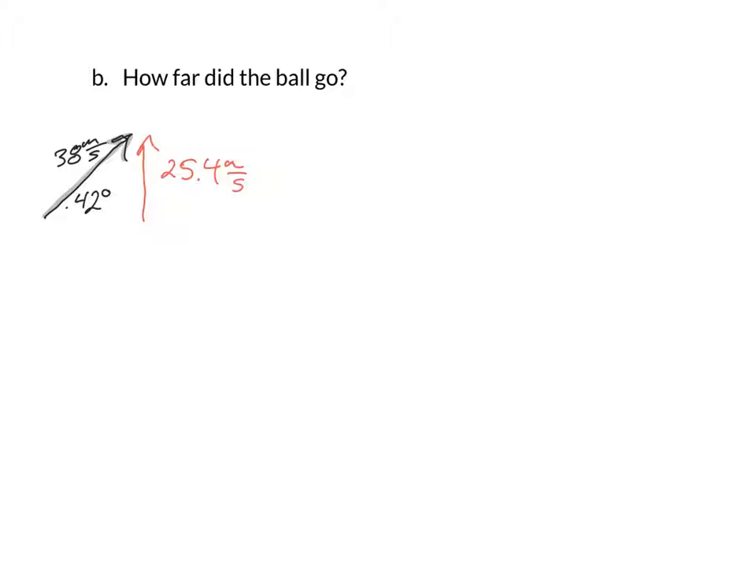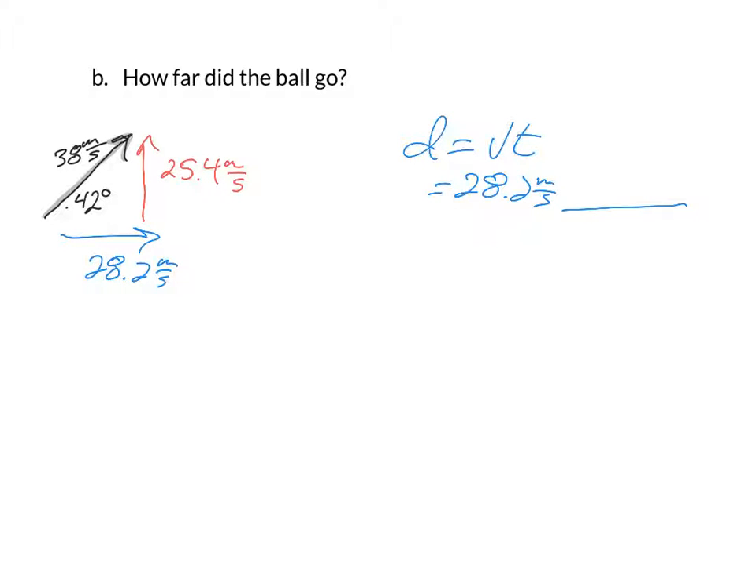Alright, now I need my horizontal velocity. 38 times the cosine of 42, and I get 28.2 meters per second. And since I'm in the horizontal world, I have 28.2 meters per second, but I need a time. I have to steal it from the vertical, and we go right back to, actually, equation number 1.